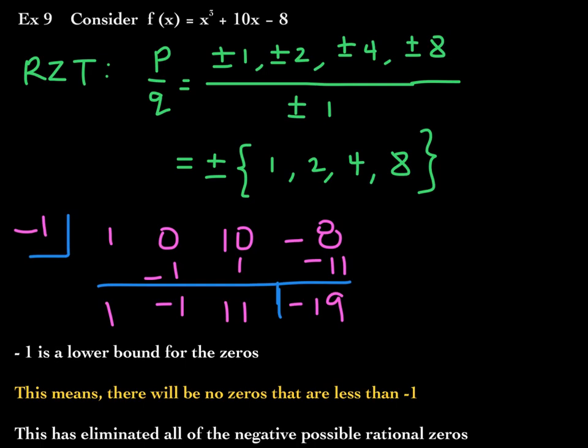All right, folks, I want you to catch what has happened here. -1 is a lower bound for the zeros. Now, what does that mean? It means that there will be no zeros that are less than -1. So eliminate all of the possible rational zeros that are less than -1 from your list. So -1 is gone, -2 is gone, -4 is gone, -8 is gone. Wait a minute. So the Boundedness Theorem helped me eliminate all of these options. So we just finished eliminating all the positive possibilities and all the negative possibilities.